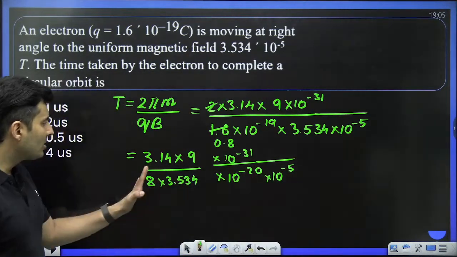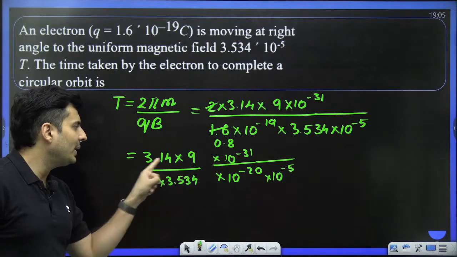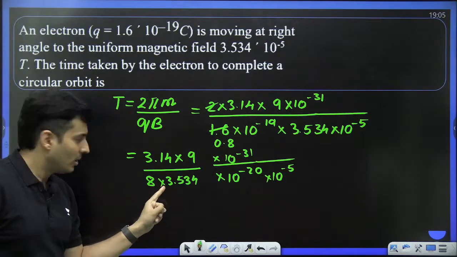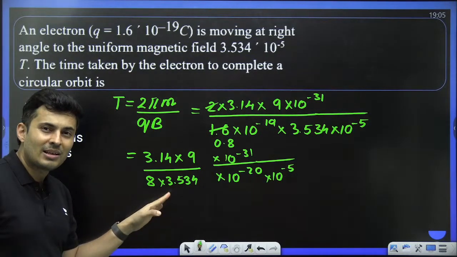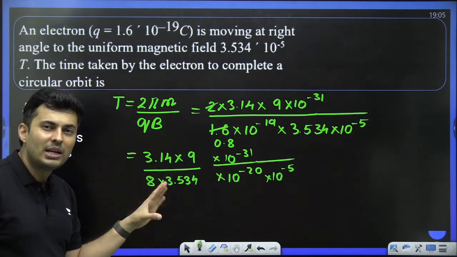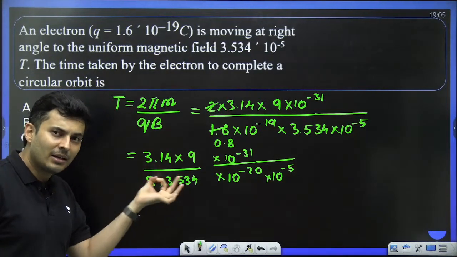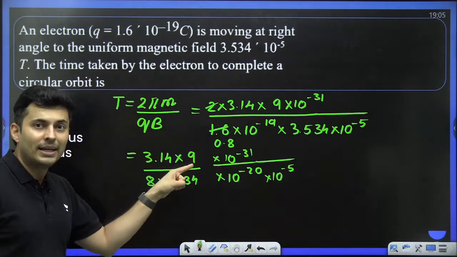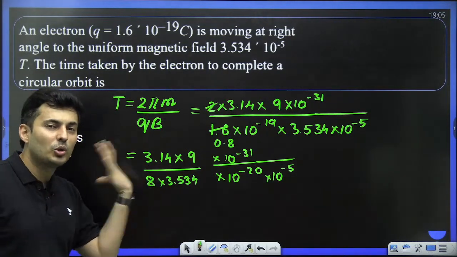Now observe these numbers. 9 threes are 27. Agree? 8 threes are 24. But 8 into 3.5 will be slightly more than 24. So maybe somewhere close to 28 because it is 3.5. So it will be exactly between 24 and 32, because 8 threes are 24, 8 fours are 32, somewhere near that middle point. So it will be somewhere close to 28. 3 nines are 27. So 3.14 into 9 will be slightly more than 27, means very close to 28.